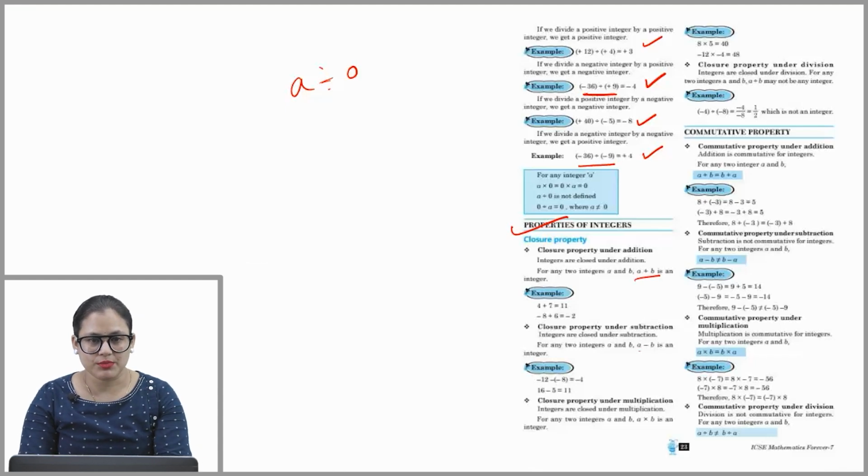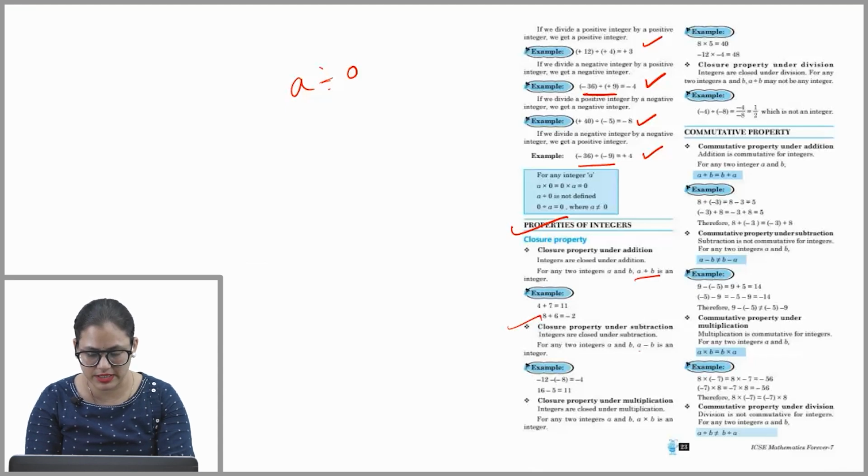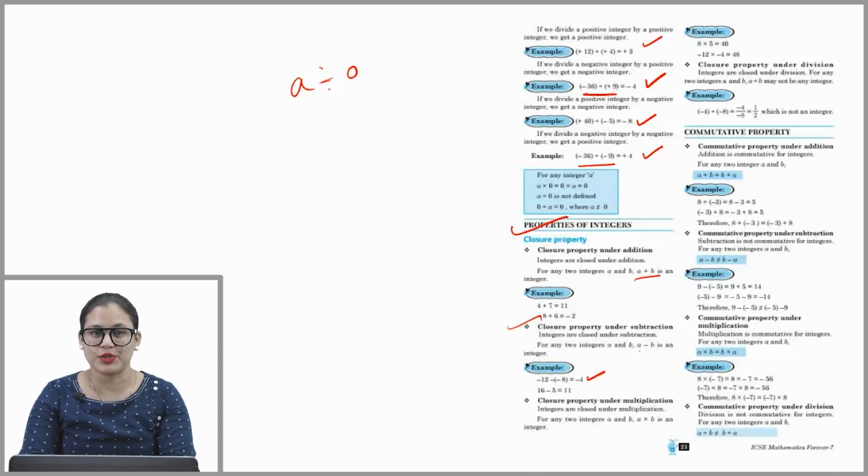Closure property under subtraction. Integers are closed under subtraction. For any two integers a and b, a minus b is an integer. For example, -12 minus 8 is equal to -20, which is also an integer.